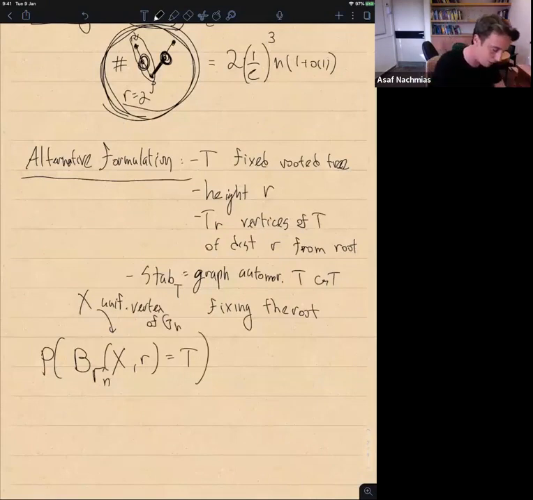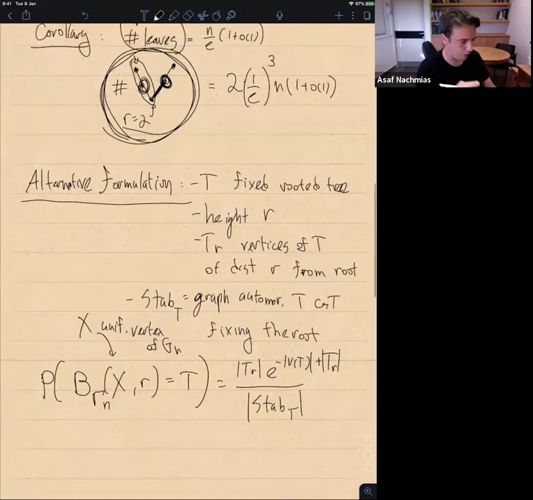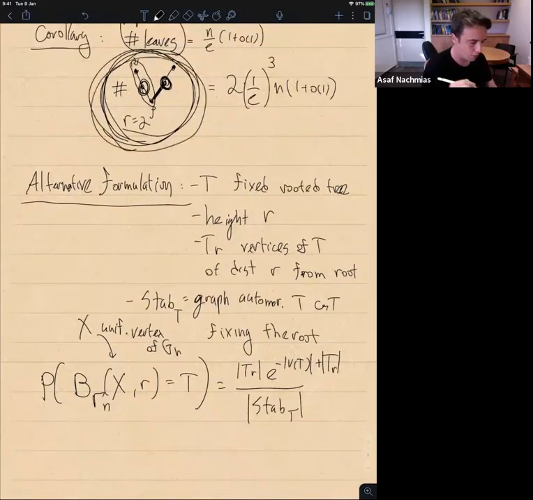Then there's a formula, here it is. T_R, the number of vertices at the top level, divided by the size of the automorphism group that preserves the root, and exponent of the number of vertices of T minus the size of the top level. So for example, if we look at this example again, as I said, the stabilizer is 2.